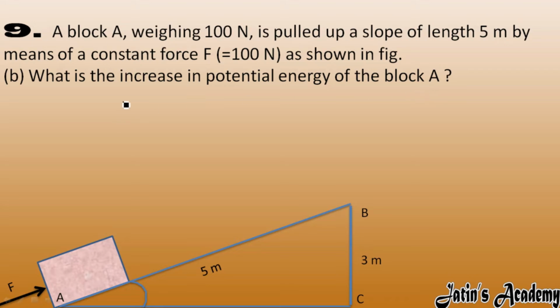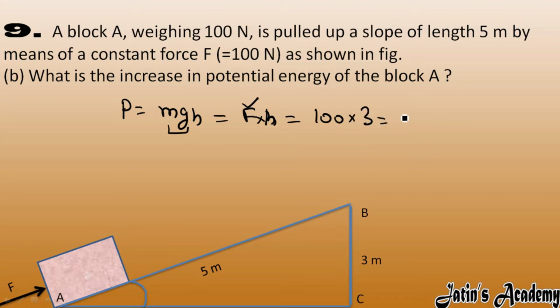Potential energy we have mgh. Okay, in this case mg is acting as a force and height we have to take. Height always take vertical height. Force we have 100 Newton and vertical height, if I'm talking about vertical height in this case is this value BC which is 3 meter. So here we got increase in potential energy as 300 joule.